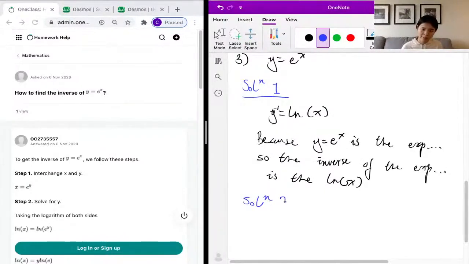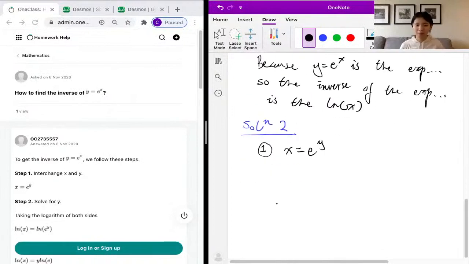But solution number 2, you might prefer, where you actually derive the inverse of y equals e^x. So let's follow the steps of finding the inverse function. First step of finding the inverse function is that we switch the order of x's and y's in our expression, or we just swap x and y in our original equation. So right here we have y equals e to the power of x. Now we have x equals e to the power of y.